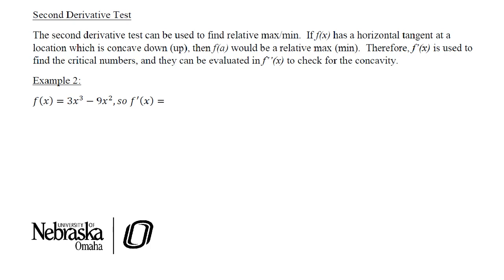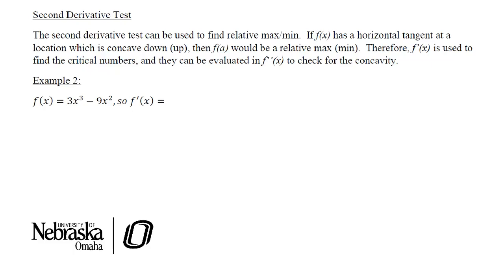So if f of x has a horizontal tangent at a location which is concave down, then f of a would be a relative maximum, and reverse if it's concave up. So concave down would be relative max. If it's concave up, the function value at a would be a relative minimum. Therefore, the first derivative is used to find the critical numbers.